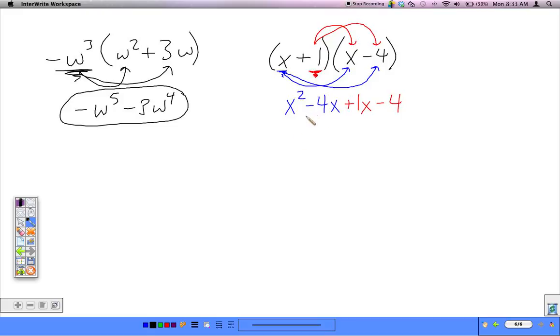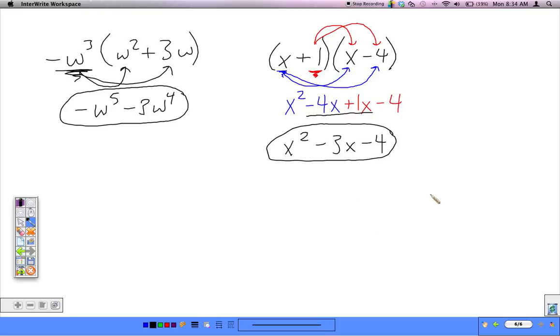Now when this happens, these middle terms can actually combine because they both have just a variable of x in the same exponent. So I'm going to bring the first term down, x squared. Then negative 4x plus 1x will leave me at negative 3x. The minus 4, since it has no other like terms, it just moves on down. And that is how you do that type of multiplying of a polynomial.